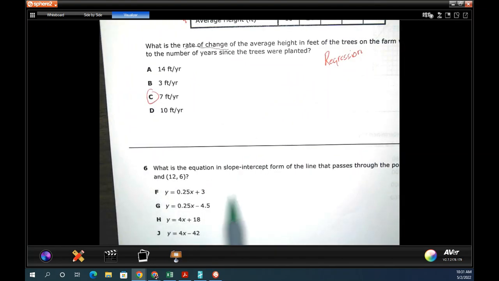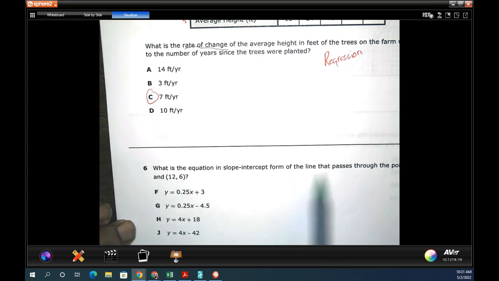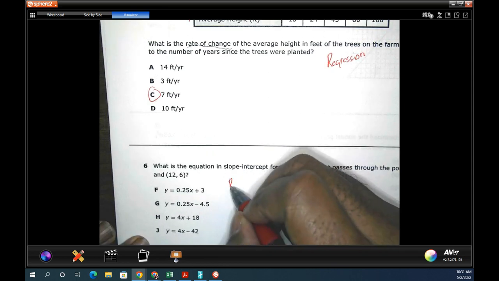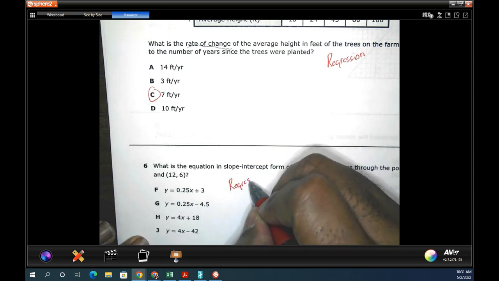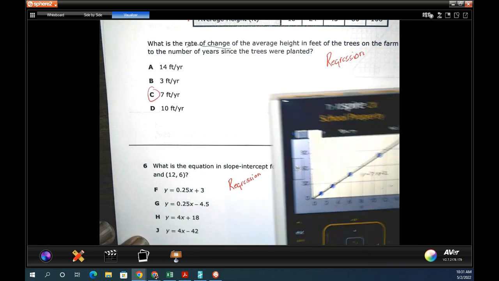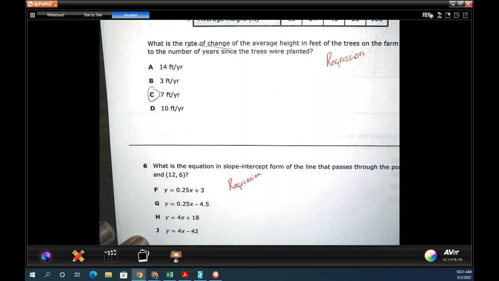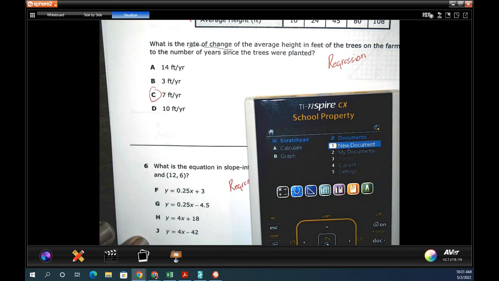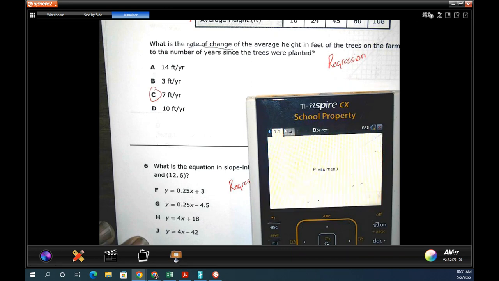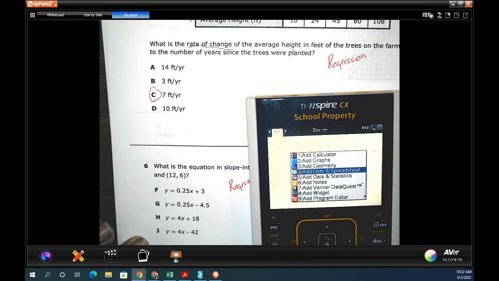What is the equation in slope-intercept form of the line that passes through the point negative 4, 2, and 12, 6? Guess what we can do? We can do a regression here too. So here we go. I'm just going to let y'all see this one. On, new document, no, add list in spreadsheets, enter.